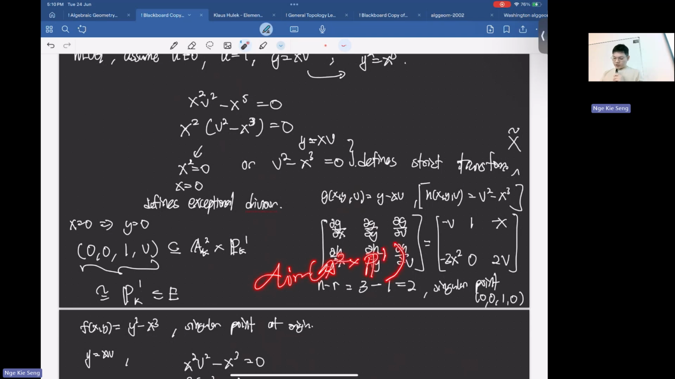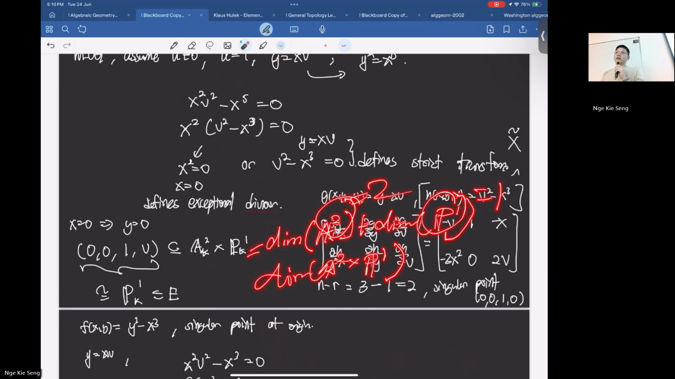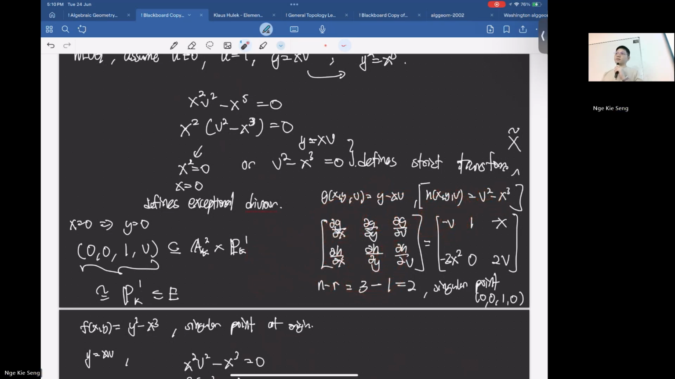Actually, I proved in I think last week's lecture notes that the dimension of a product variety is the sum of the dimensions. Now the question is how we compute the dimension for AN and PN. I will do that in the tutorial, but the result is just N. Then you get this number here. Make sense or not?